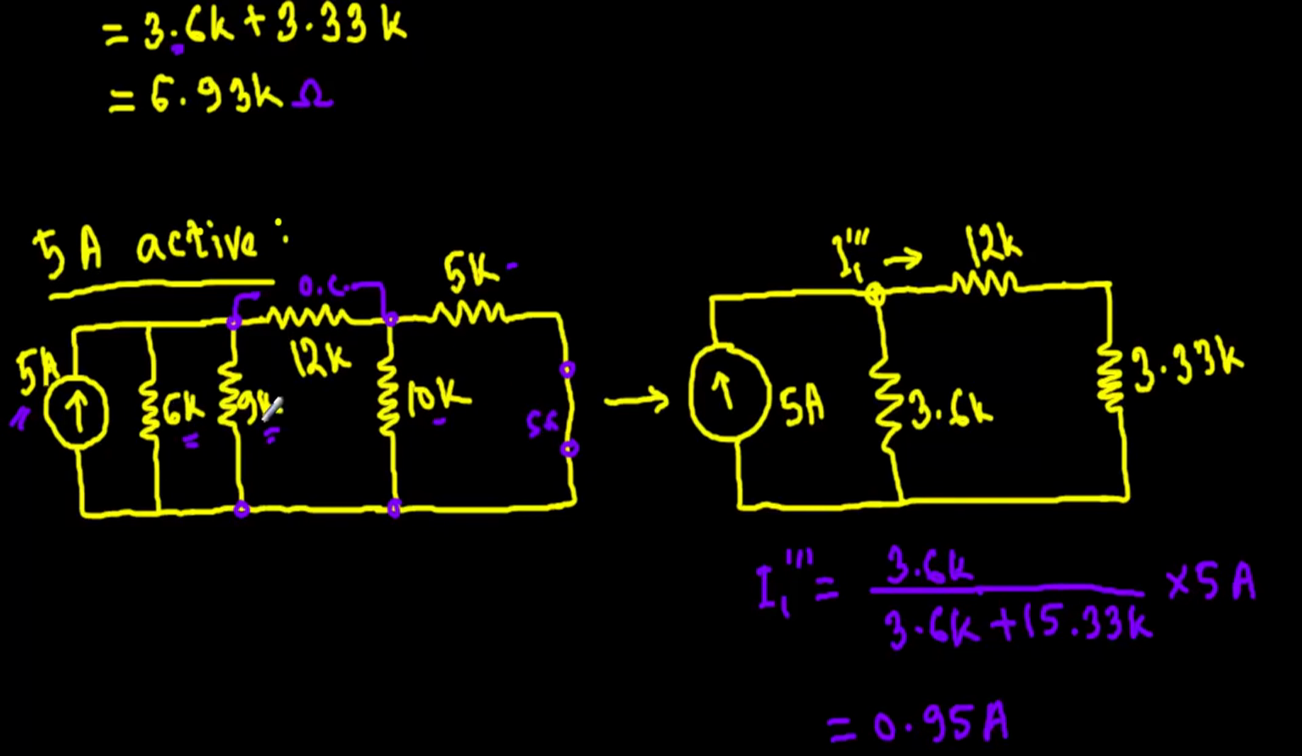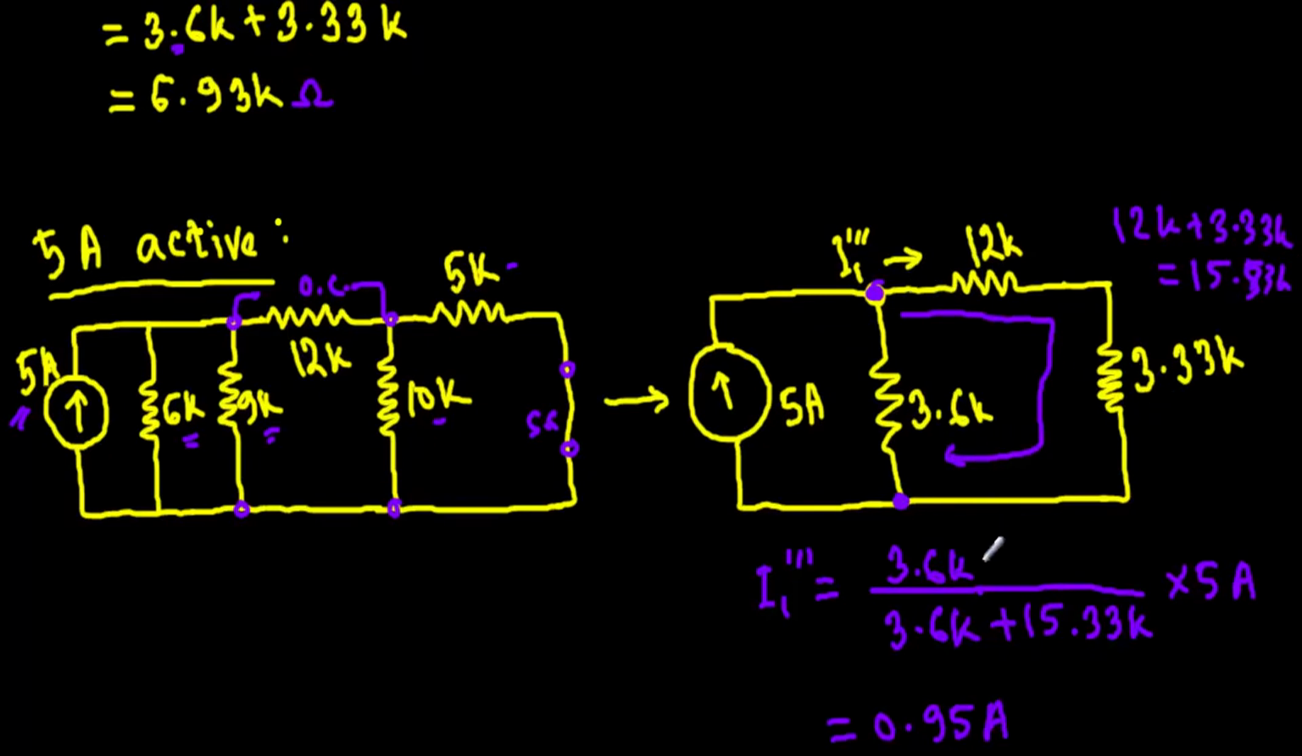So I can reduce these two into a single one and these two into a single one. The parallel of 6k and 9k is equal to 3.6k, and the equivalent parallel resistance of 5k and 10k is equal to 3.33k. Now the current that is flowing through the 12 kilo ohm resistor will be the current that is flowing through this 3.33 kilo ohm. That means this branch resistance is equal to 12k plus 3.33k, that means 15.33k.